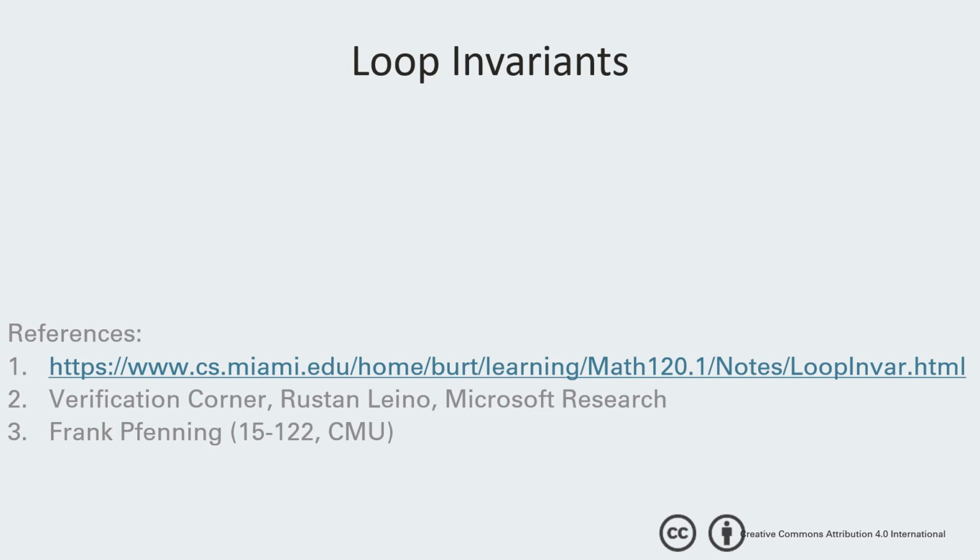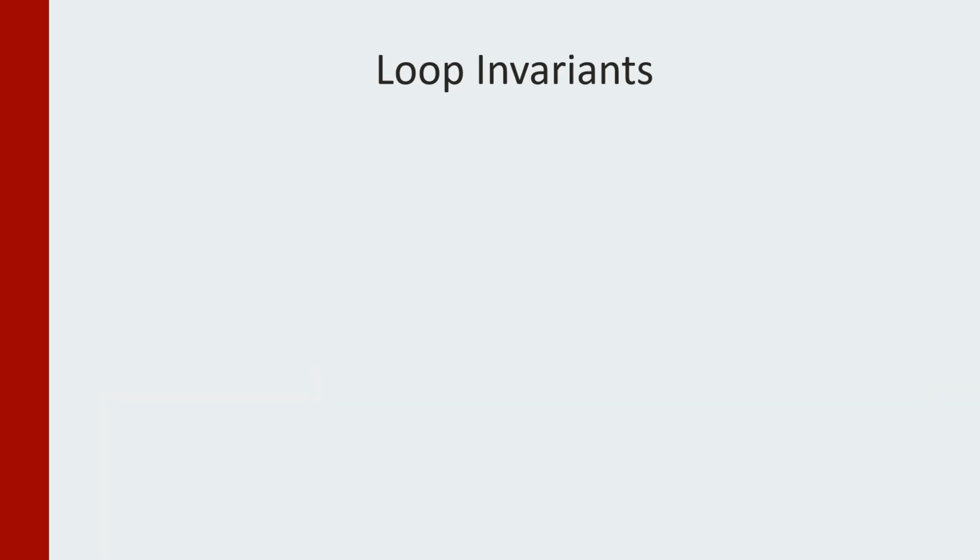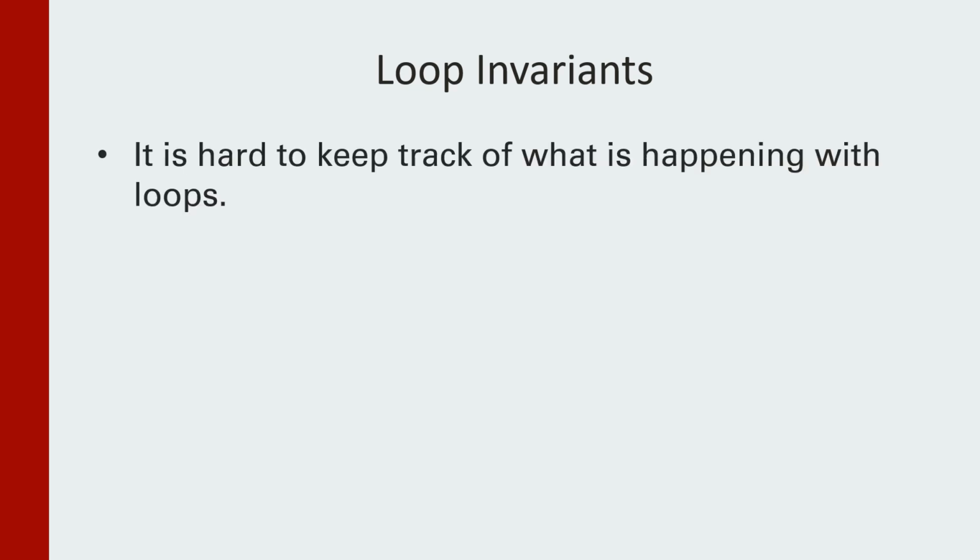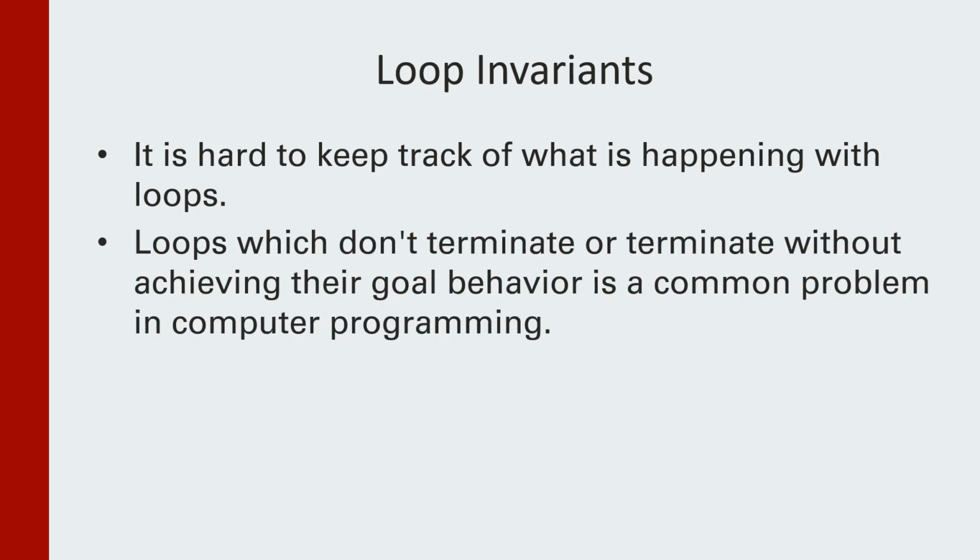Everyone, in this video I'd like to talk about loop invariants. The reason that we have loop invariants is because it's kind of hard to keep track of what is happening with loops. Sometimes loops don't terminate or they terminate without achieving their goal, and that's a common problem in computer programming. Loop invariants are going to help.